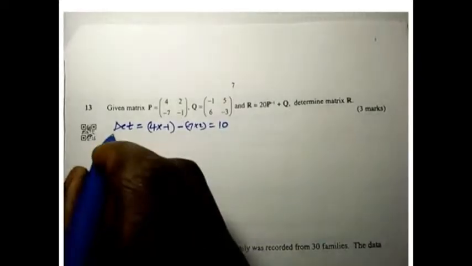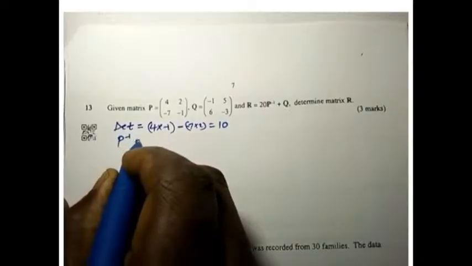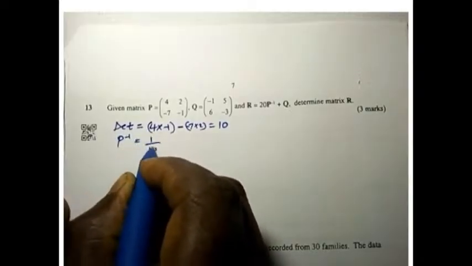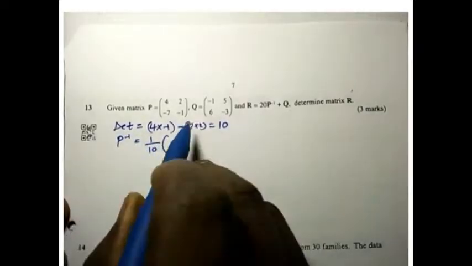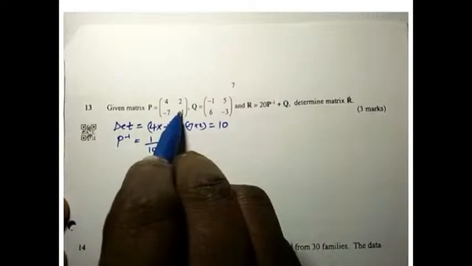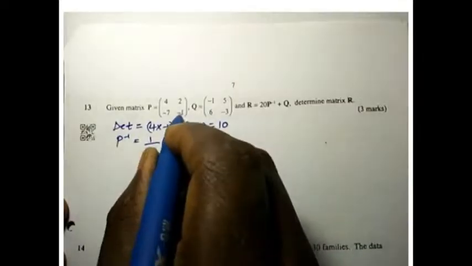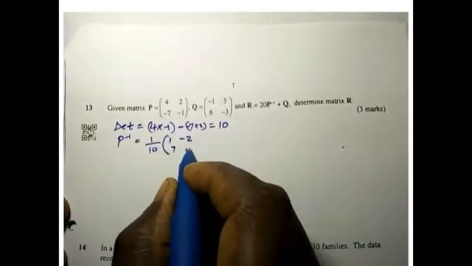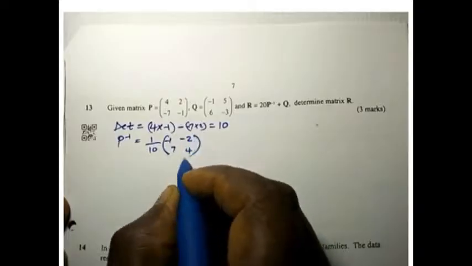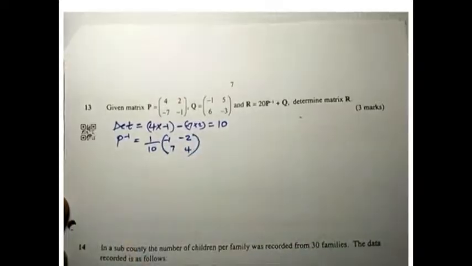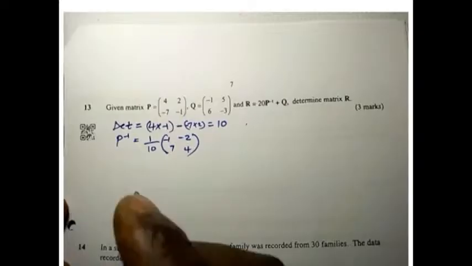But remember the inverse. P inverse is given by 1 over the determinant, which is 10, into, you interchange this one. This one will be 7 positive, and this one will be negative 2, and this one is 1, and this one is 4, negative 1. You should remember how we used to get the inverse of a matrix.